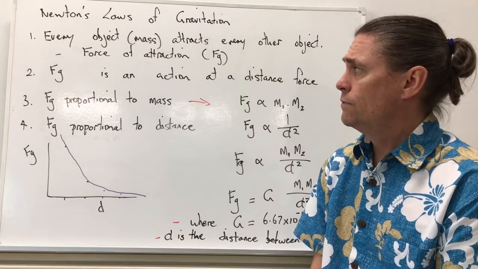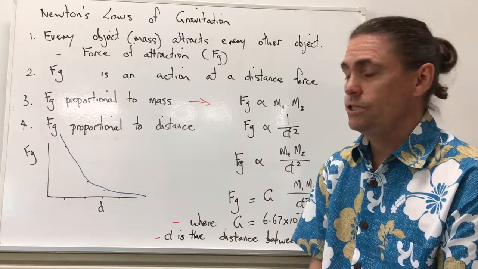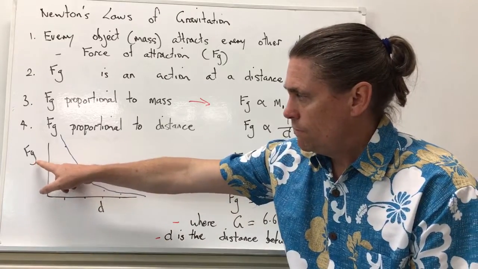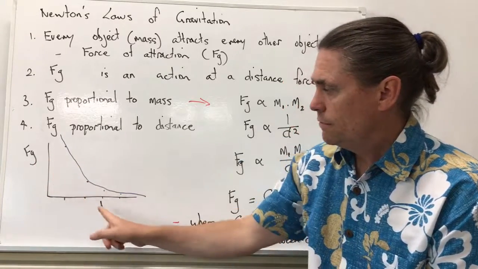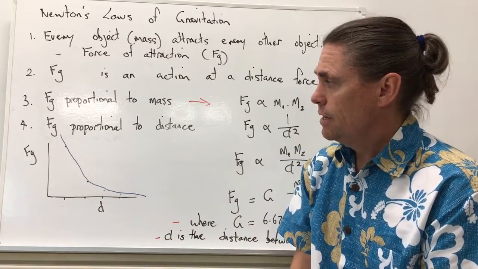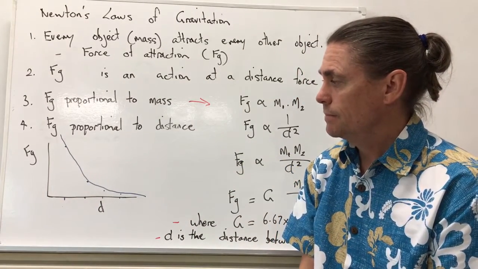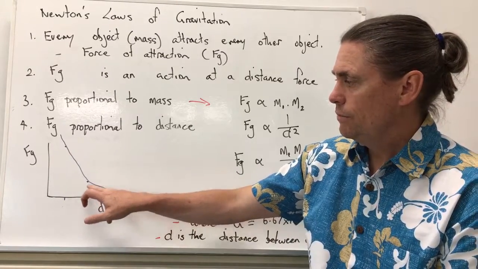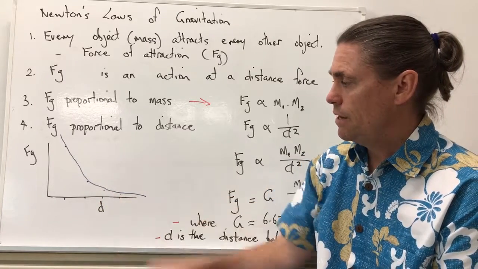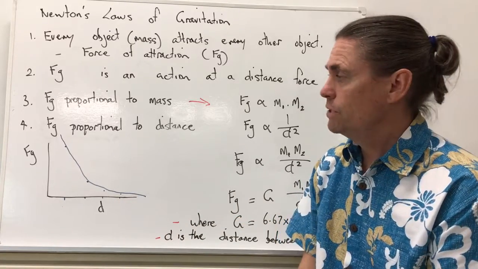We said before that force of gravity is an action at a distance force, so therefore we should have some relationship between distance and force of gravity. So if we take a graph of force of gravity versus distance at a distance of 1 unit, and it can be any distance, we find that we might get a force of gravity equal to 1 unit on our y-axis. If we now double that distance, we find that our force is actually 1/4 of the size. If we triple the distance, we find that it's 1/9 of the original force, and if we quadruple the distance, it's 1/16 of the original force.